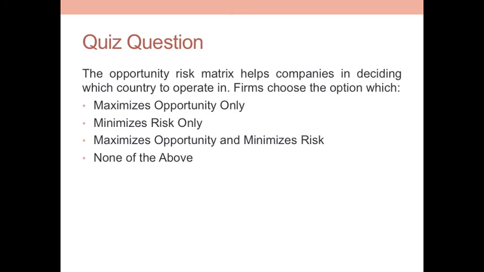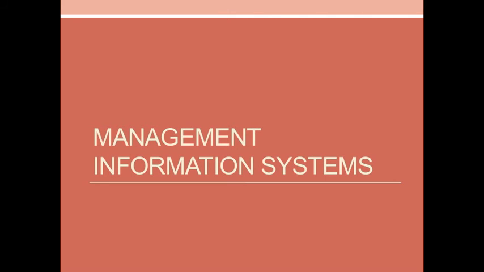Time for the next quiz question. As discussed, the opportunity risk matrix helps companies in deciding which country to operate in. Firms choose the option which 1. Maximizes opportunity only, 2. Minimizes risk only, 3. Maximizes opportunity and minimizes risk, or 4. None of the above.